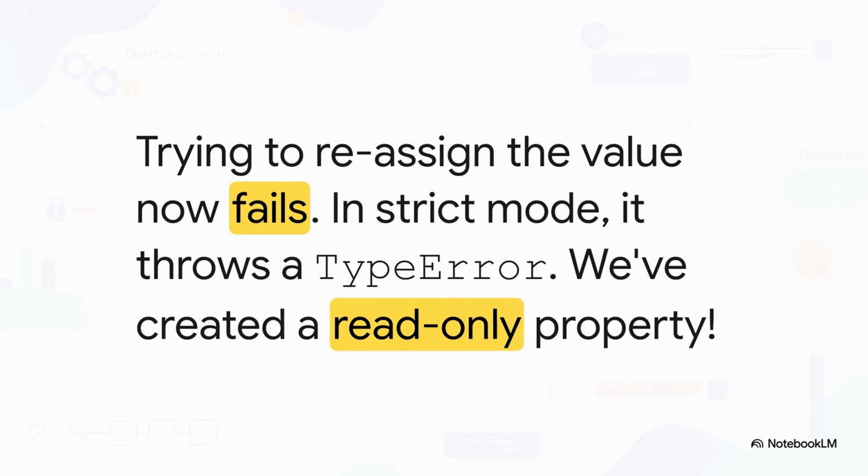Now, this is really important. That error only gets thrown in strict mode. If you're not using strict mode, the operation just fails silently, which can be a nightmare to debug. This is just one more reason why you should pretty much always be using strict mode. And just like that, we've made a read-only property.